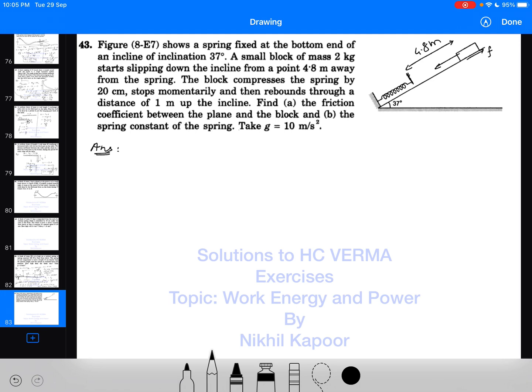Now they said that the block compresses the spring by 20 centimeter. So it compresses the spring by 0.2 meter. Let the block start from point A, and when it finally compresses the spring by 20 centimeter, let this point be B when the spring is compressed. And now it rebounds through a distance of 1 meter up the plane. So from here the block goes 1 meter up the plane.